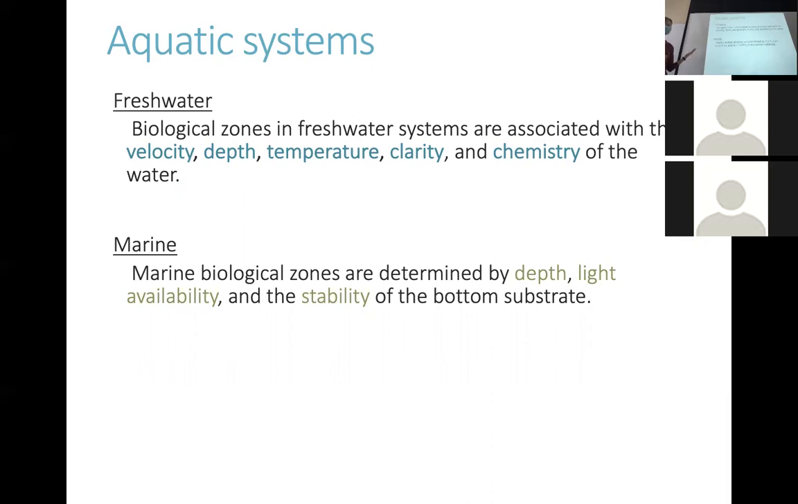Similarly, in marine systems, we divide up different zones based in large part on depth and light availability. Those are obviously interlinked. Like I said, with the freshwater, the deeper you go, the less light. And then stability of the bottom substrate. So this isn't something we think about with freshwater systems as much, but if you think about the wave zone of an ocean, like along the beach, the substrate is very unstable. It's constantly moving and getting churned up, versus in deeper areas, you don't have as much wave action. So the substrate's a lot more stable.